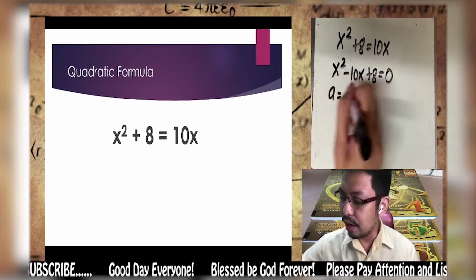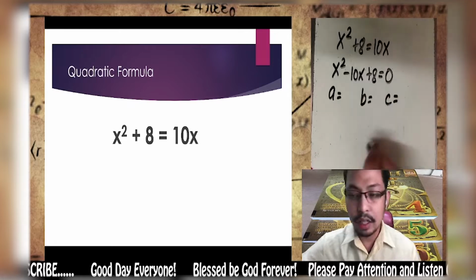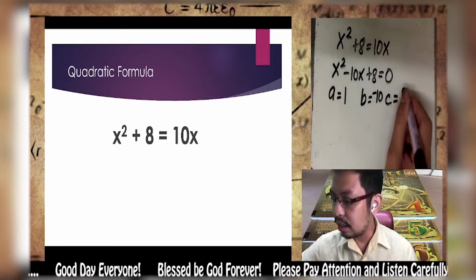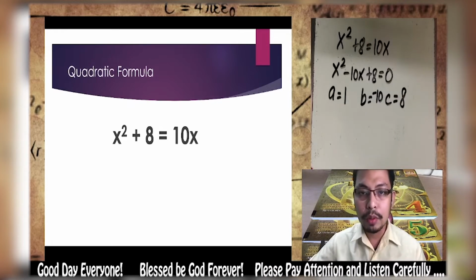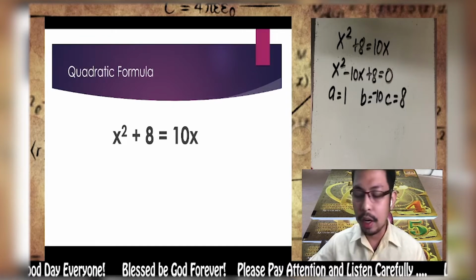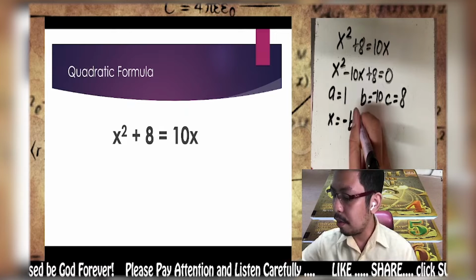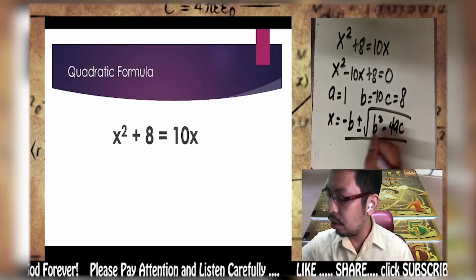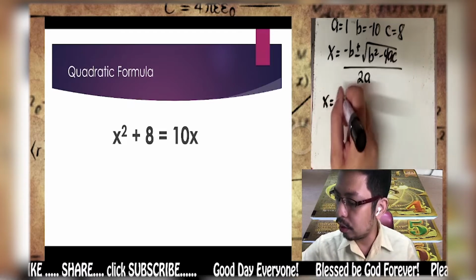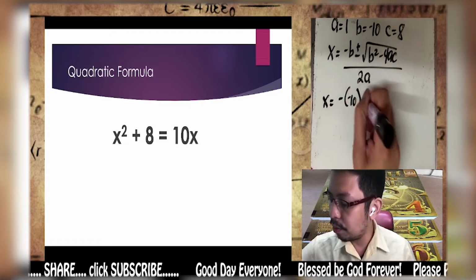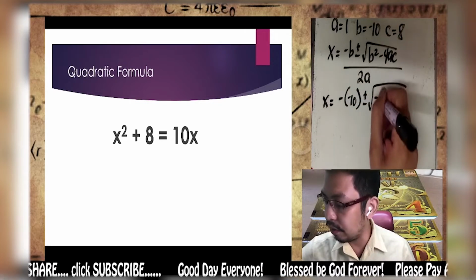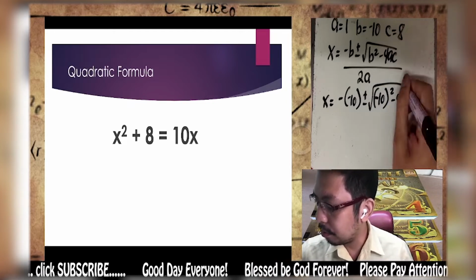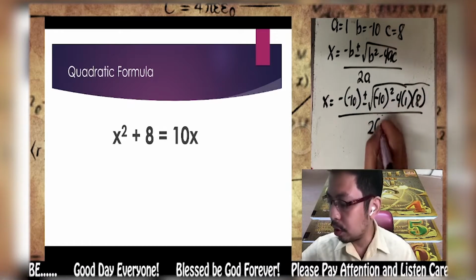And then identify the value of a, the value of b, and the value of c. a is equal to 1, b is equal to negative 10, and c is 8. Then we plug in or we substitute the values into the quadratic formula. So we have x is equal to negative b plus or minus the square root of b squared minus 4ac all over 2a. Then we have x is equal to negative negative 10 plus or minus the square root of b squared, which is negative 10 squared, minus 4 times 1 times 8, all over 2 times 1.